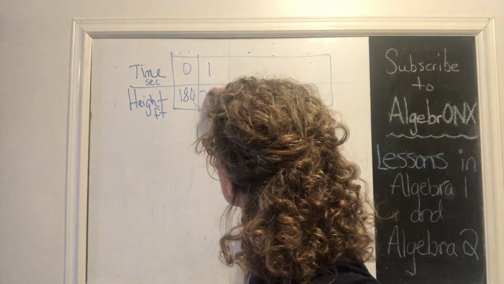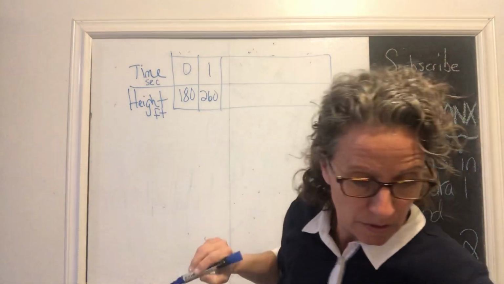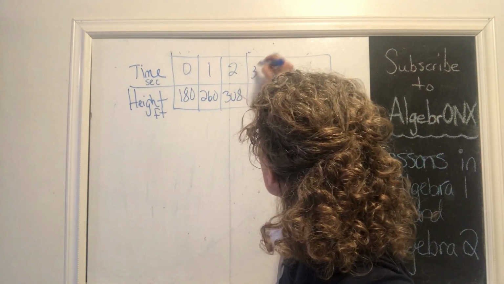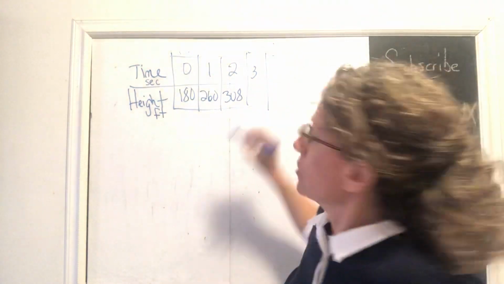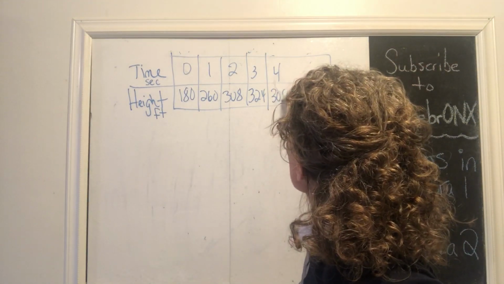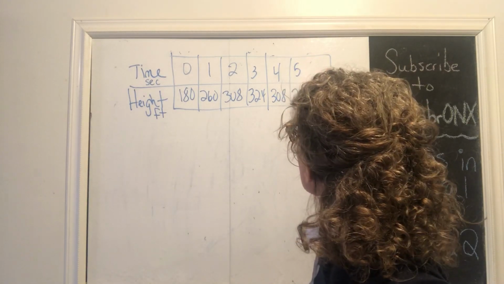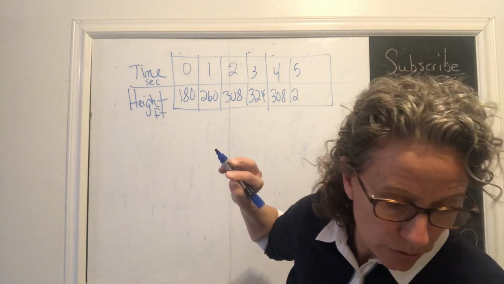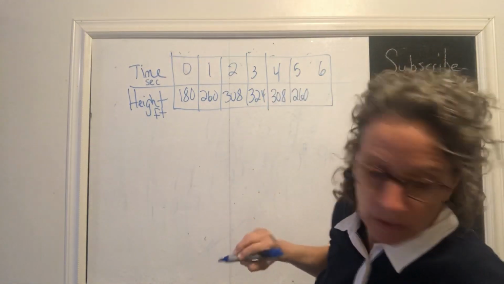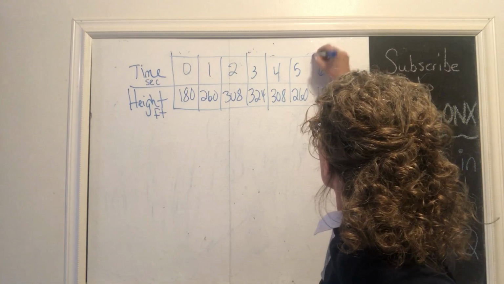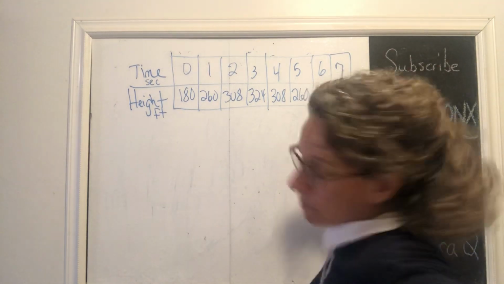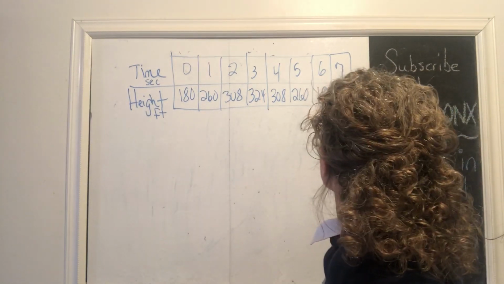Then it goes 1, 260, 2, 308, 3, 324, 4, 308, 5, 260, 6, 180, and last one, 7, which is that box, 7, 68.